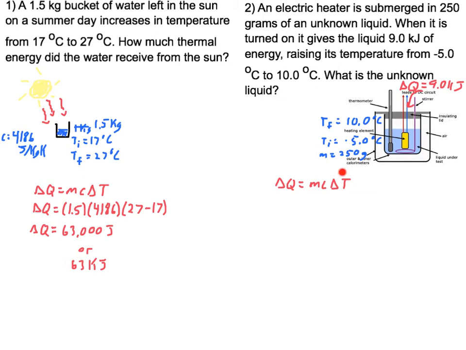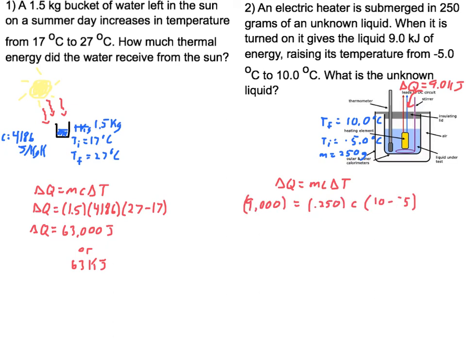Now, we're going to once again use our thermal energy equation with specific heat, delta Q equals mc delta T, and we're going to solve for the specific heat capacity, C, of the unknown liquid, because each different substance around our planet has its own unique specific heat capacity. So if we can solve for the specific heat capacity, we can compare it against the table on the previous slide to identify what type of liquid it is.